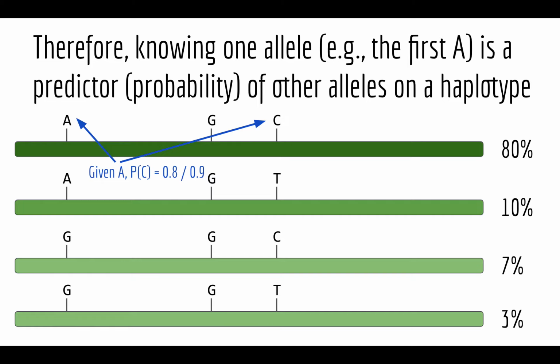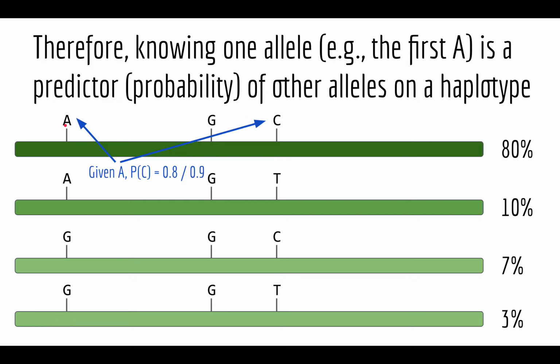Well, if we're given an A, the probability of seeing a C is 0.8 divided by 0.9, because when there's an A, that represents 90% of the chromosomes, so that's the total search space. And then 80% of the time, when we see A, it's a C there. So we can predict, without even having sequencing data at that site, that it will be a C, 0.8 divided by 0.9 of the time we will be right, assuming this is perfect information. So we could phase.